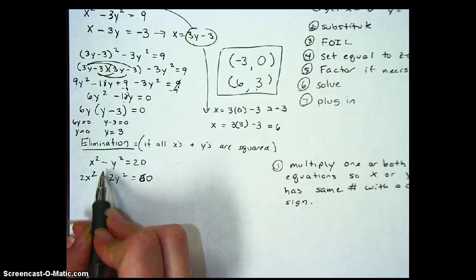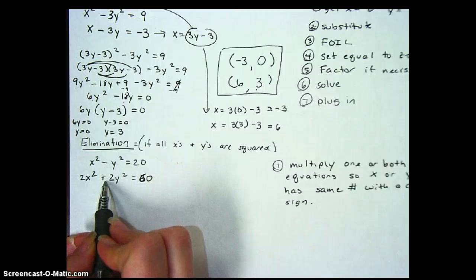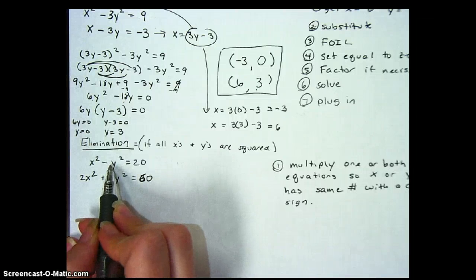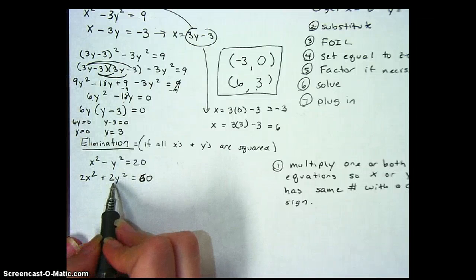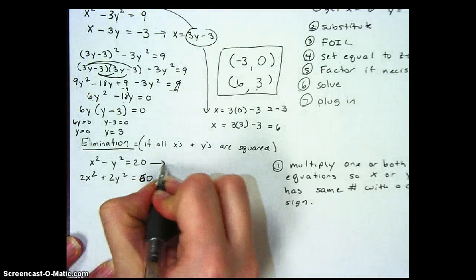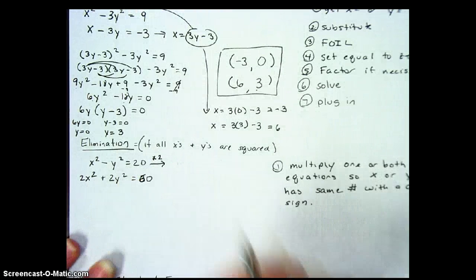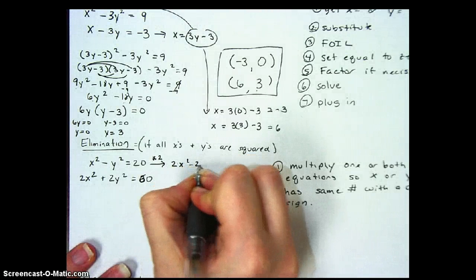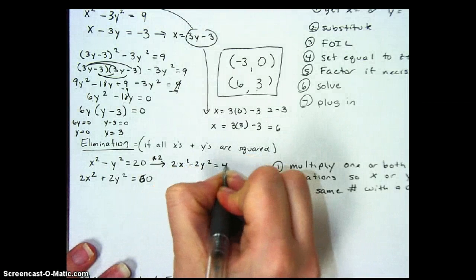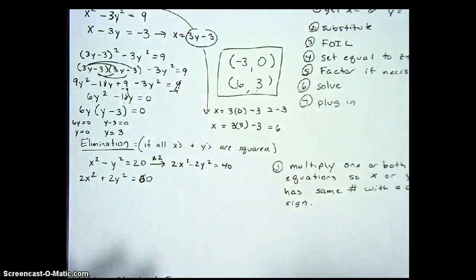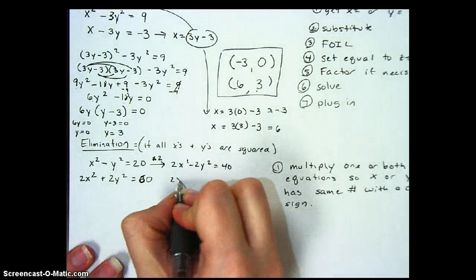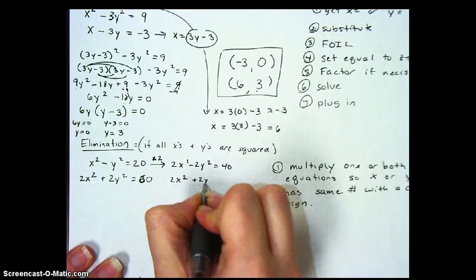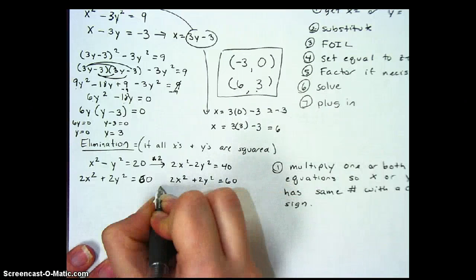Because my y's already have different signs, I'm going to eliminate my y's. So this one's negative, this one's positive. Now all this one needs is a 2 in front of it, so that they're the same number with different signs. So I'm going to multiply everything on top times 2. That'll give me 2x squared minus 2y squared equals 40. Nothing changes in the bottom, so we'll just rewrite it as 2x squared plus 2y squared equals 60.